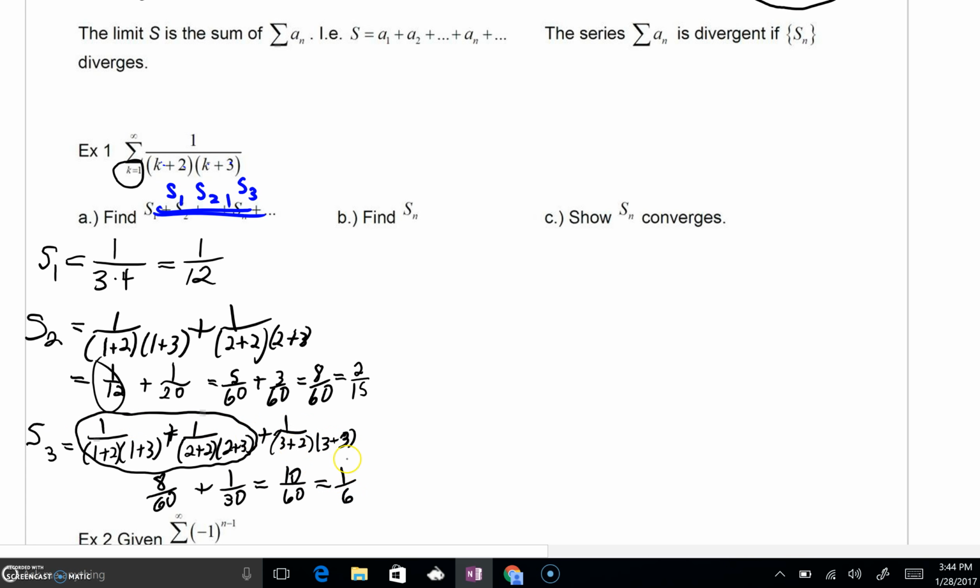So add up the first three terms, you get 1/6. Add up the first two terms, you get 2 over 15. Just add up the first term and you get 1/12. Here's the pressing question. Where are we headed? Or are we headed somewhere? If we kept adding up these terms, are we going to get closer and closer and closer to a specified number? Well, that's more or less what we're going to start answering when we find the general nth term.